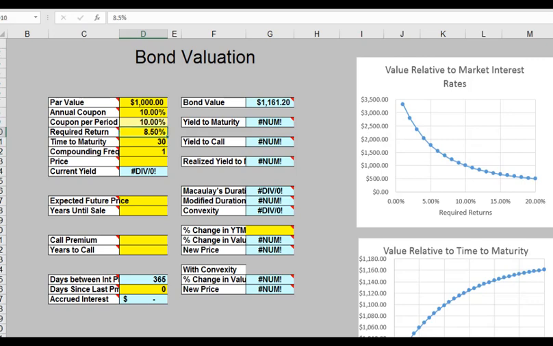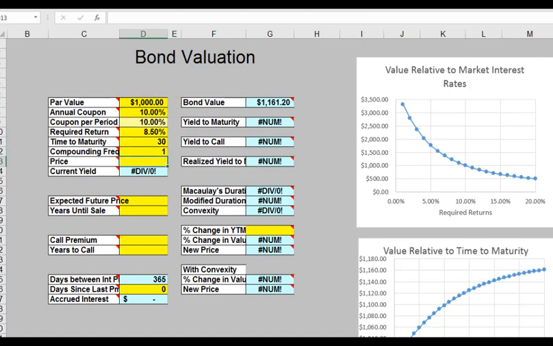It has an 8.5% required return, but they're willing to pay 10%. So what we're essentially saying is that the investors only want 8.5%. The lender, or the borrower, is willing to pay 10%. So this bond is going to sell for greater than $1,000. It's going to sell for roughly $1,161. That's the value, what you'd be willing to pay for it.